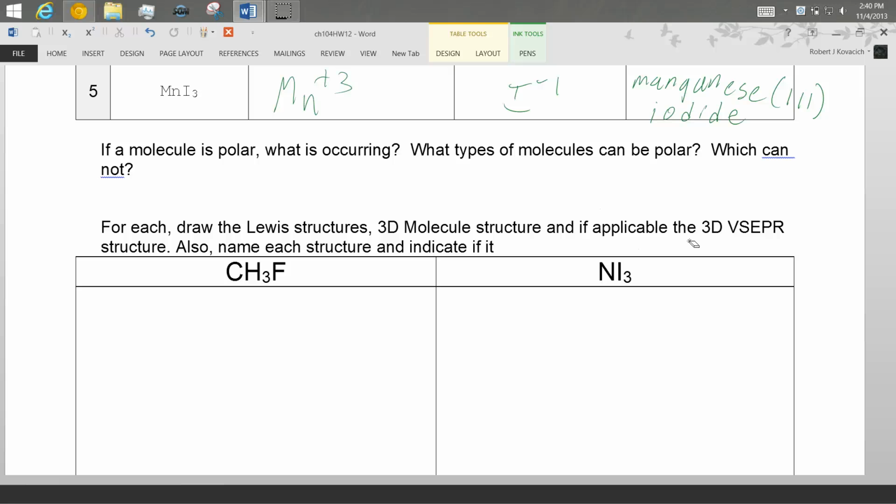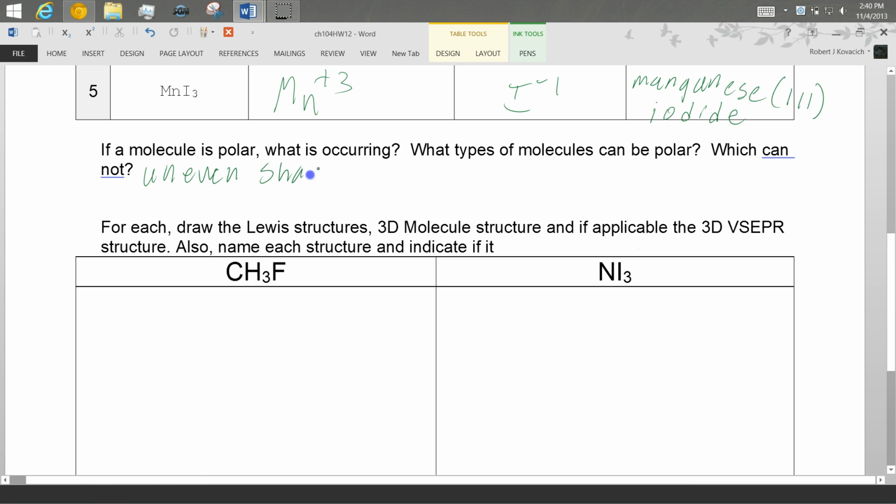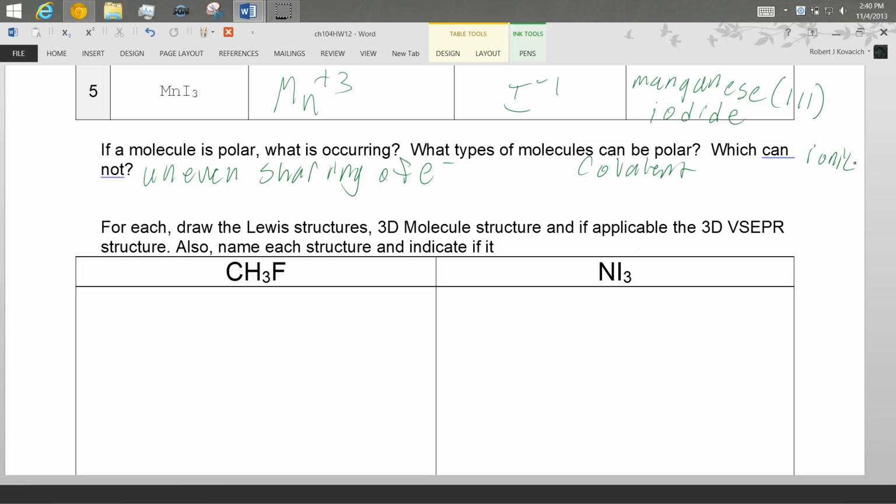It's supposed to be sharing, but it's an uneven sharing. So it's a sharing of electrons. So since it's a sharing, what type of molecules can be polar? And which cannot? Covalent has sharing of electrons and ionic has transfer. There isn't any sharing of electrons, so I can't have uneven sharing.